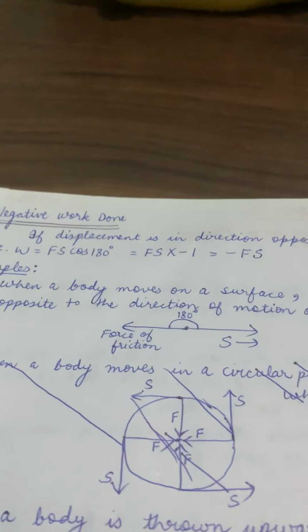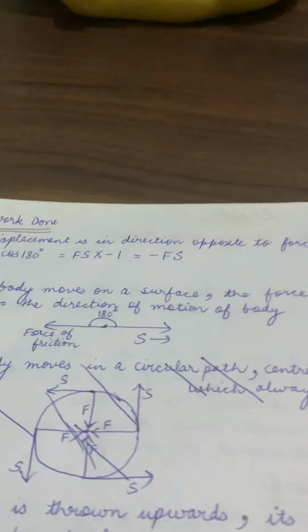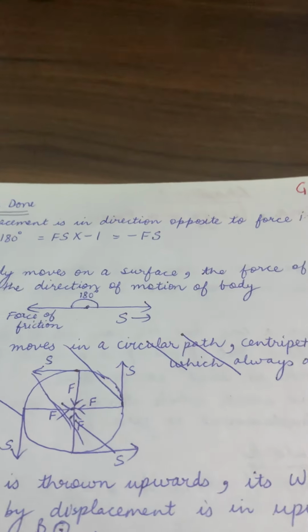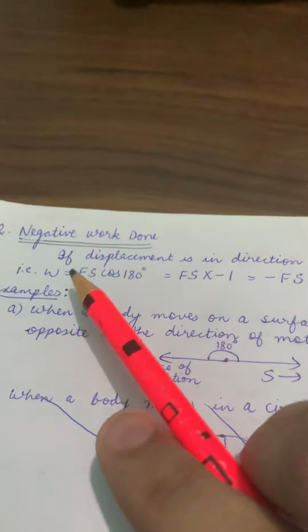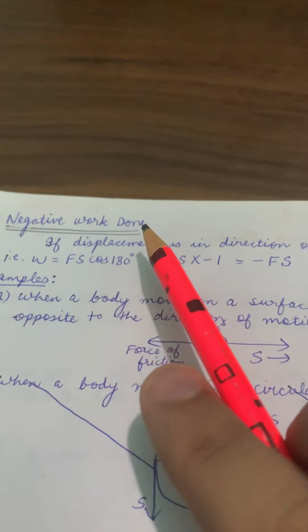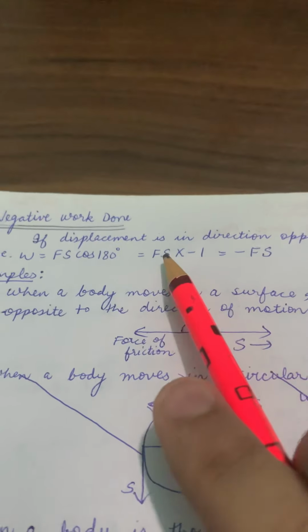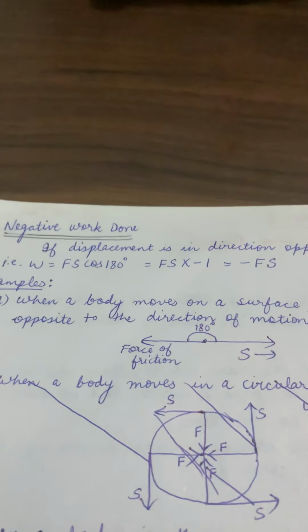Then is your negative work done. But remember, work done is said to be negative if theta is 180 degree. Theta means the angle between force and displacement is 180 degree. Then W equals Fs cos theta. तो theta की जगह पे 180 degree, cos 180 is -1. तो Fs into -1 comes out to be minus Fs.